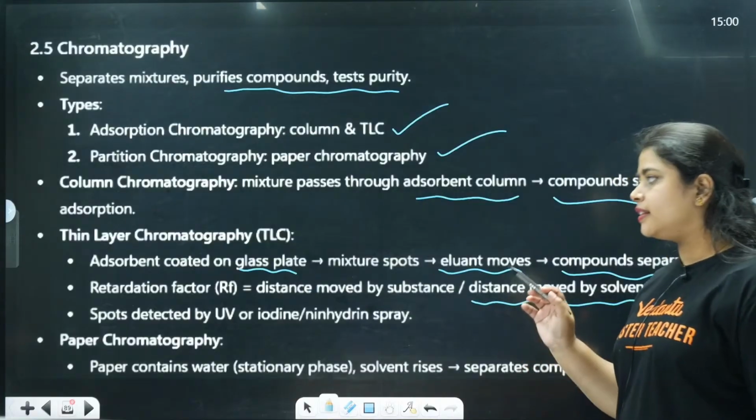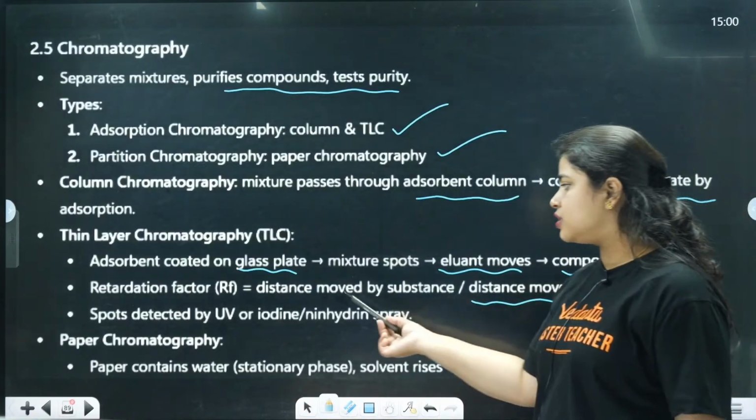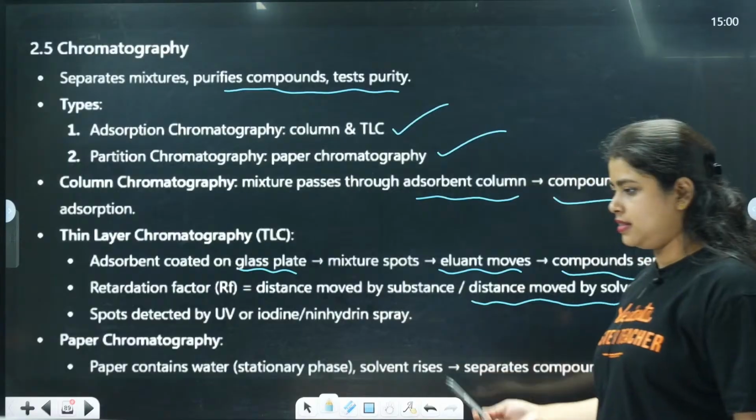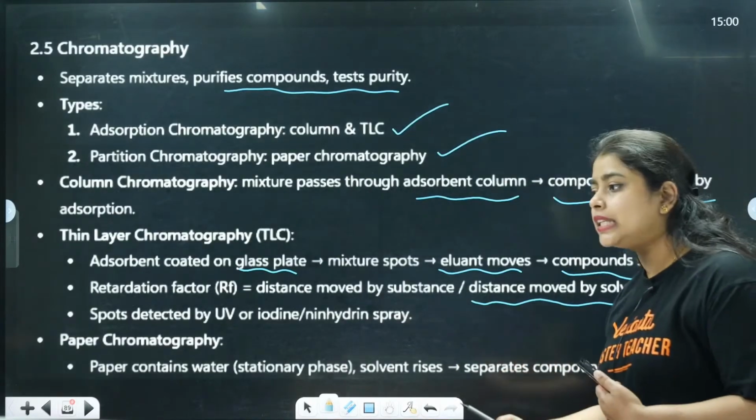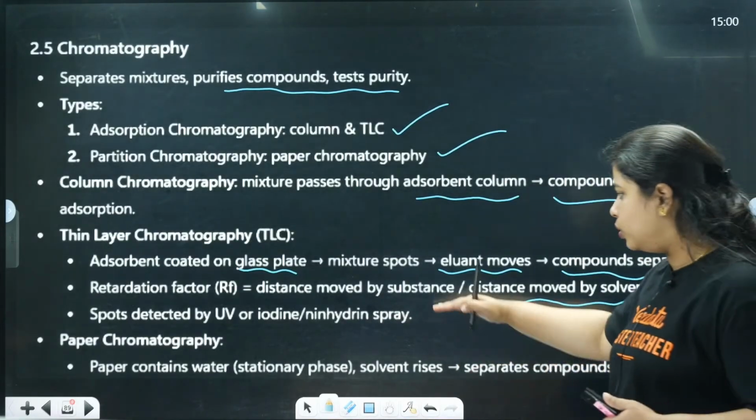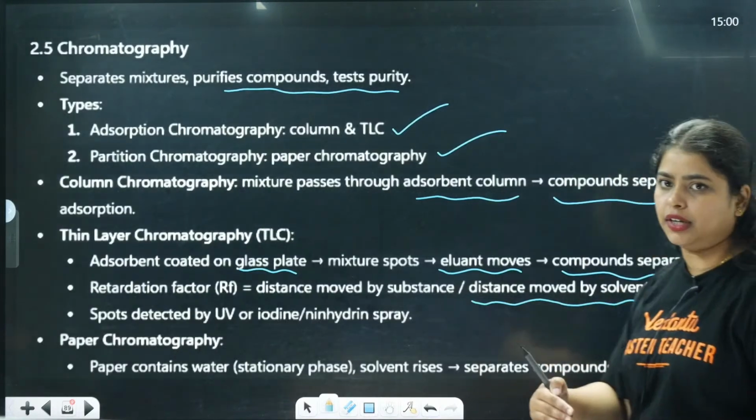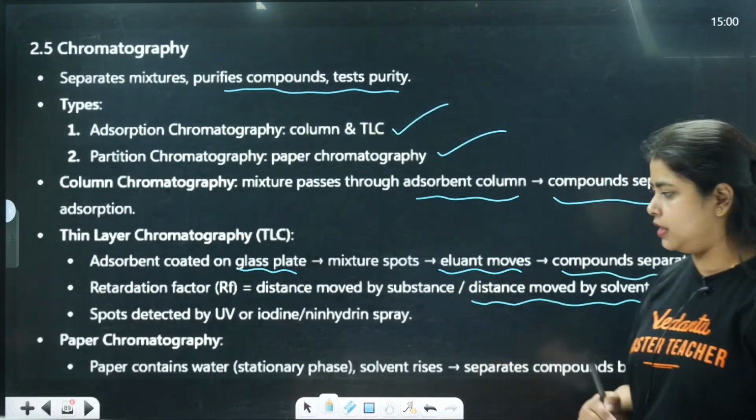So how are we going to take the Rf factor? Here the Rf factor is the distance moved by the substance divided by the distance moved by the solvent. The solvent front is what we divide by, okay?